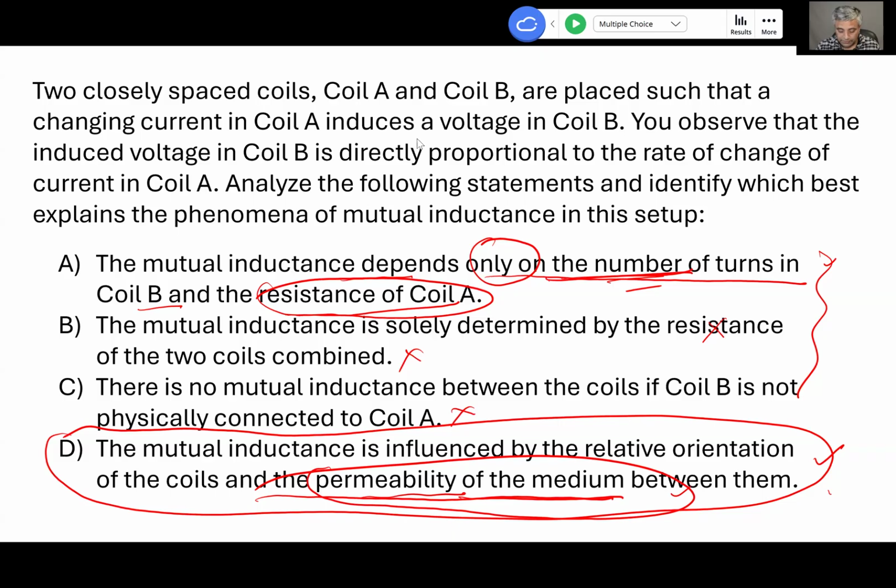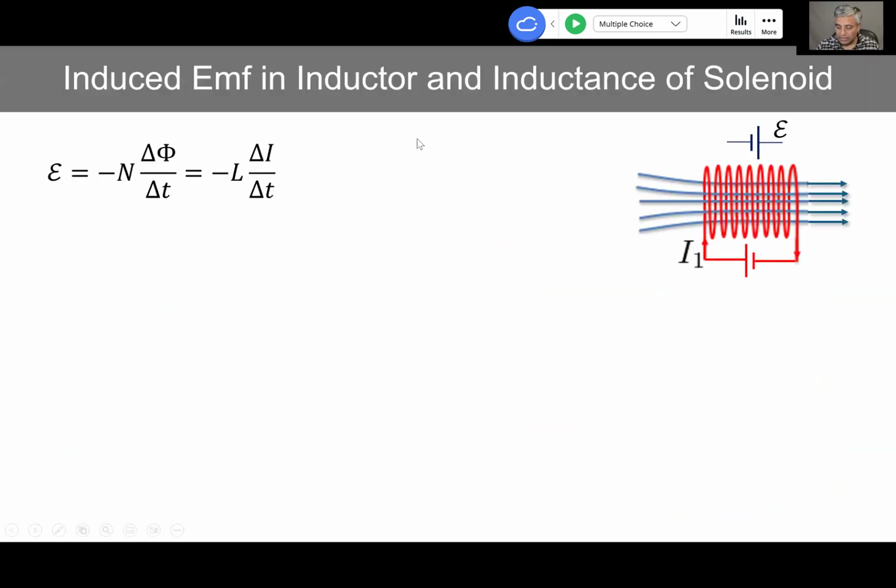So now, we can put an inductor in a circuit just like we would a resistor. See the difference here? An inductor is a coil, so the symbol is going to be like that.